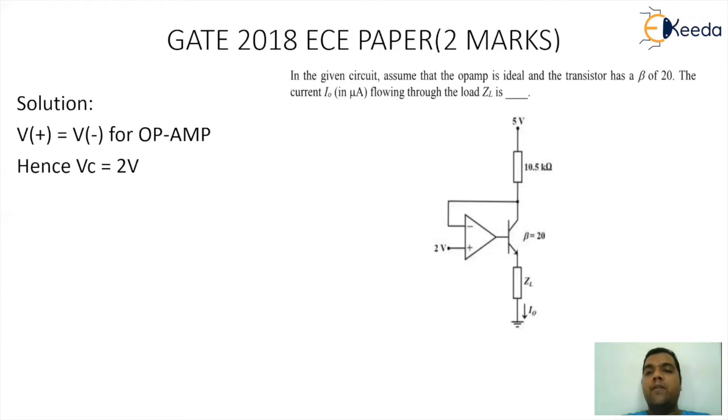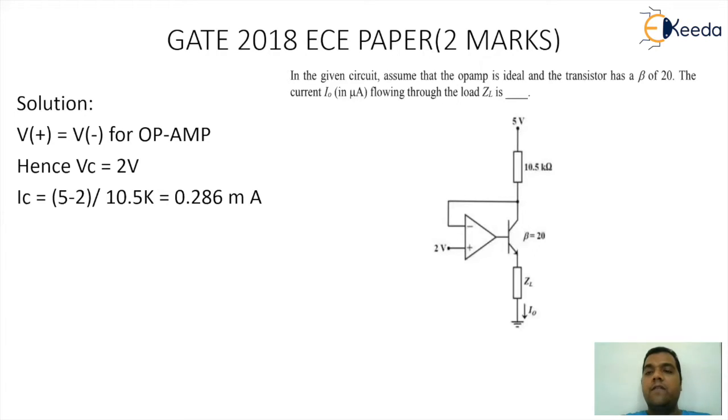I know the top battery voltage as 5 volt. I know the resistance in between as 10.5K. I can just calculate the value of current. The current can be calculated as potential difference 5 minus 2 divided by 10.5K. Solving this, I'll get 0.286 milliampere. So this is the value of IC.